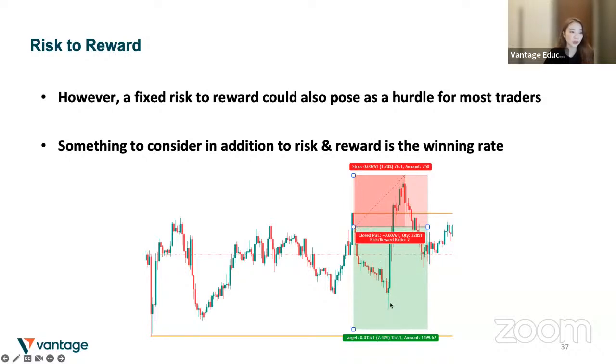However, you could have wanted to go beyond this point and highly likely build a support over here. Instead, because you want 1:2, you're moving your target all the way to the bottom, which is a very far back support level, and you are not sure whether the analysis can stand. So of course, risk to reward really depends on what you are looking at. In this case, do not be super fixated on 1:2.